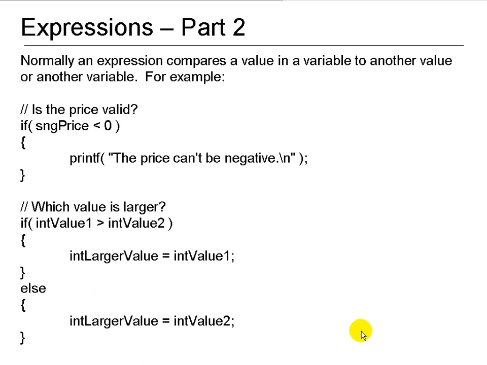Normally an expression compares a value in a variable to another value or another variable. So for example, if sngPrice is less than 0, then printf the price can't be negative. Yeah, I've never seen anything with a negative price. That would be interesting if there was.